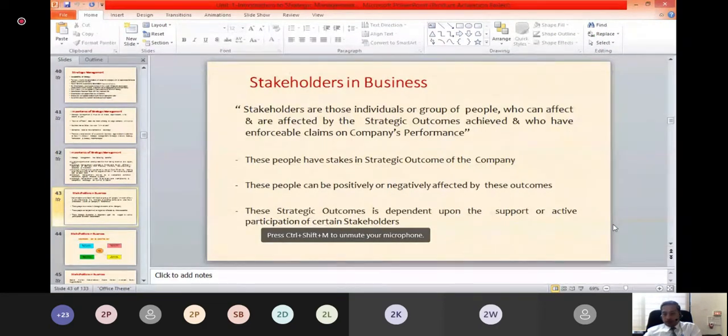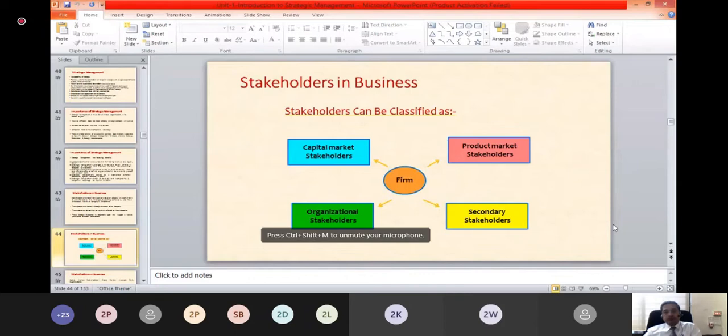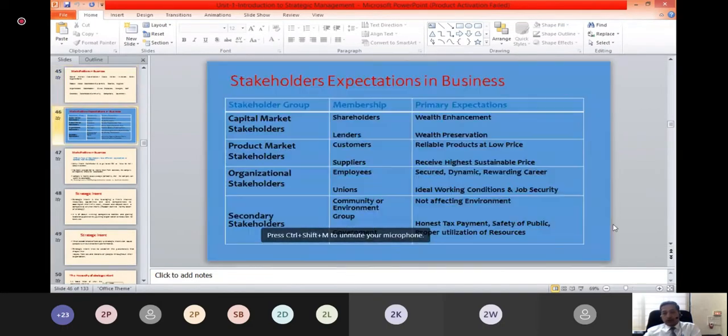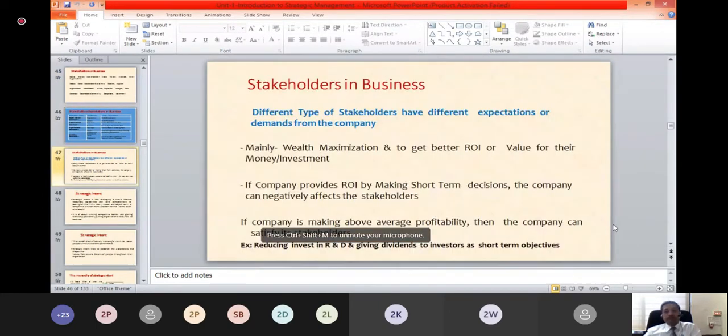Then we saw the different stakeholders in business. Who are the stakeholders of a business? There are four different stakeholders, that is capital market stakeholders, product market stakeholders, organizational stakeholders, secondary stakeholders. All these stakeholders are there, and what are their expectations from an organization, that also we have seen.